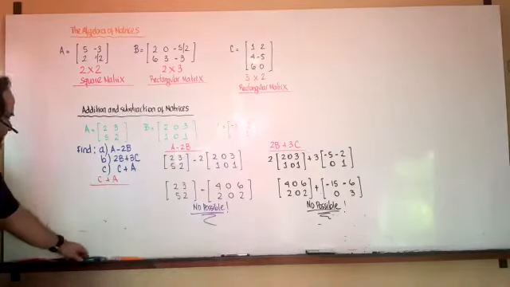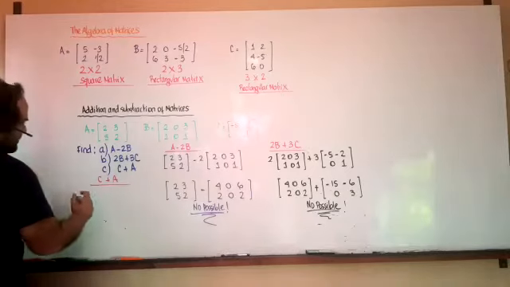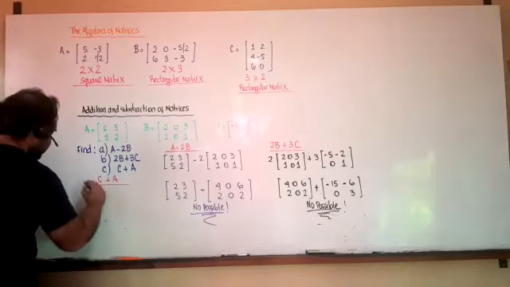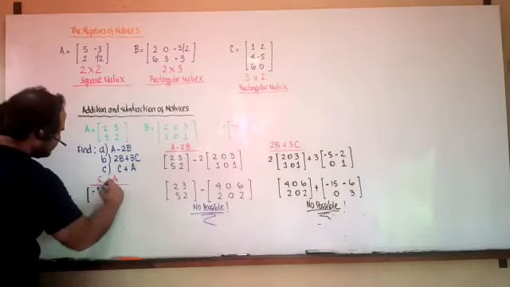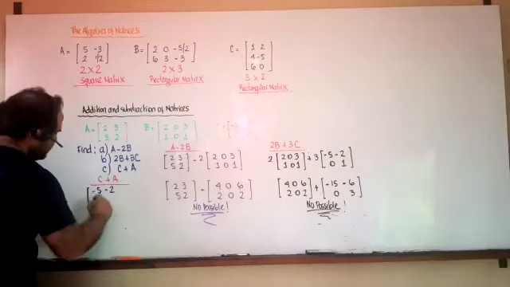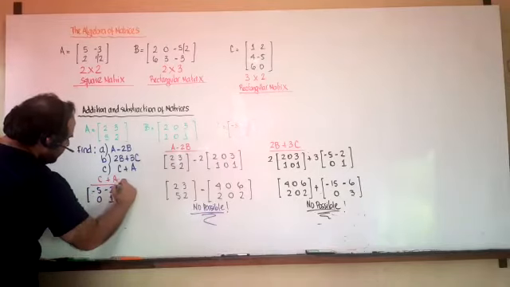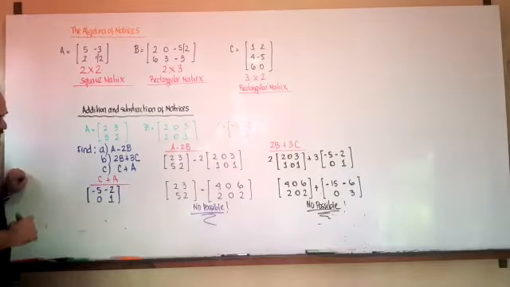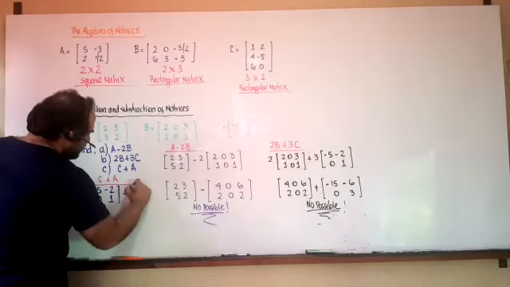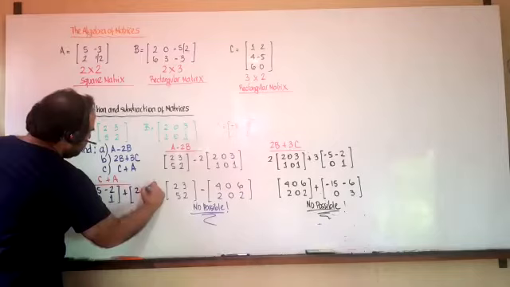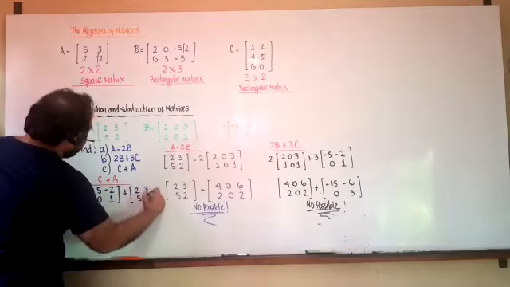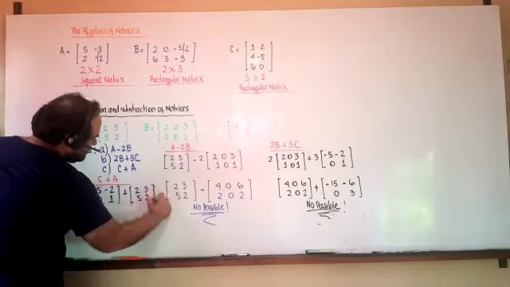Okay, C plus A. I'm going to use the blue one. Let's see. Matrix C is negative 5, negative 2, 0, and 1. Okay? Plus the matrix A. Matrix A is 2, 3, 5, and 2.